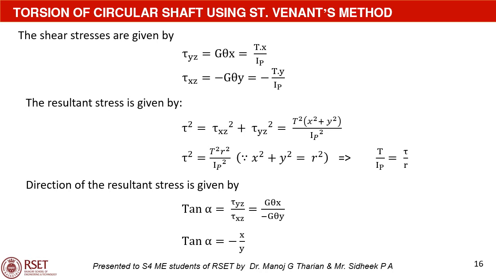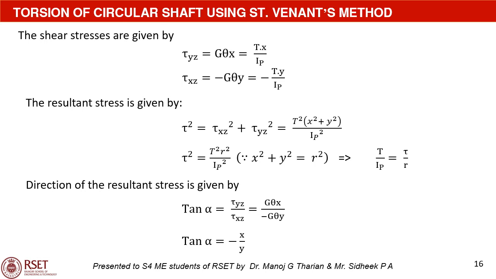To find the shear stresses, we use the formula tau yz is equal to G into theta into x. Substituting for theta, we get tau yz is equal to T into x divided by IP. Similarly, the shear stress tau xz is equal to minus G into theta into y. Substituting for theta, we get tau xz is equal to minus T into y divided by IP. The resultant shear stress is given by tau square is equal to tau xz square plus tau yz square, which is equal to T square into (x square plus y square) divided by IP square.